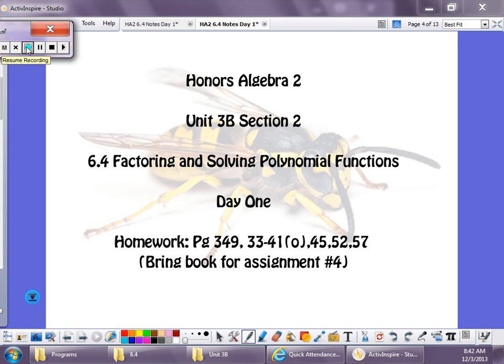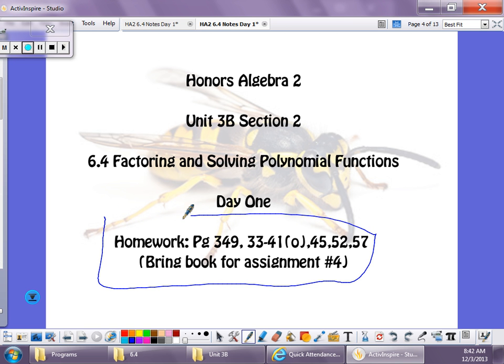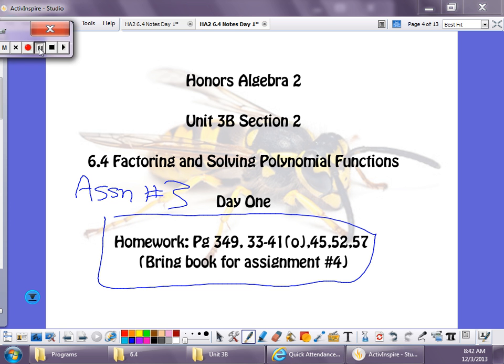Today we're doing factoring and solving polynomial functions, so we're going to look at different techniques for factoring when we have something bigger than a quadratic. Alright, your homework, this is assignment 3. Assignment number 3 for homework.